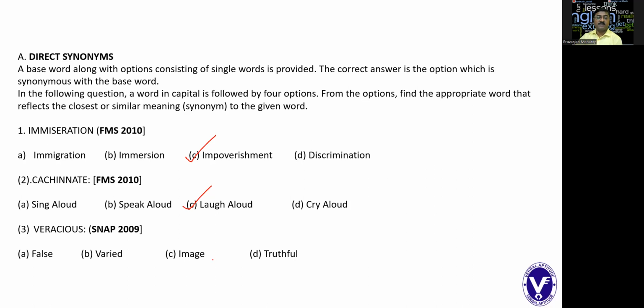Veracious or veracity, we say. Veracity or veracious means truthful, right? Veracious is truthful. Varied means different types. And the rest are words you are aware of.